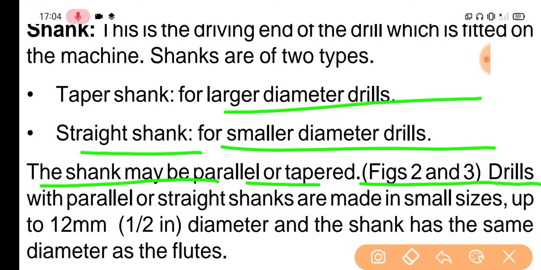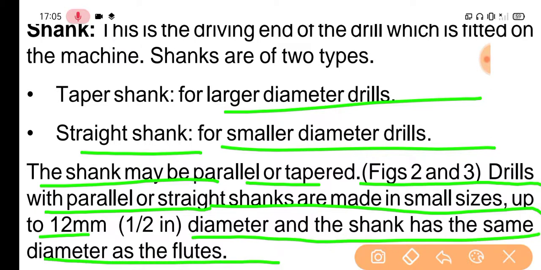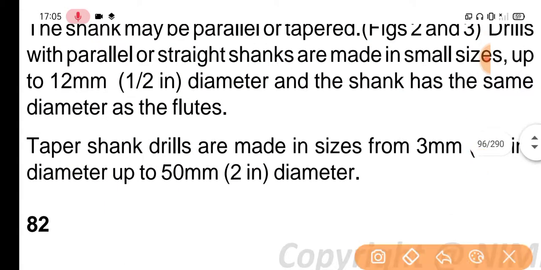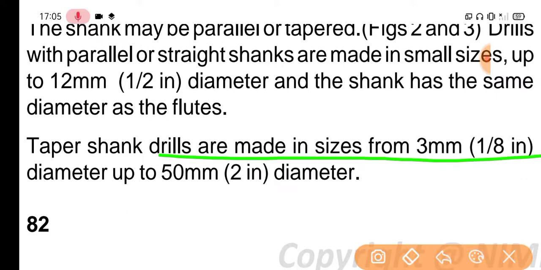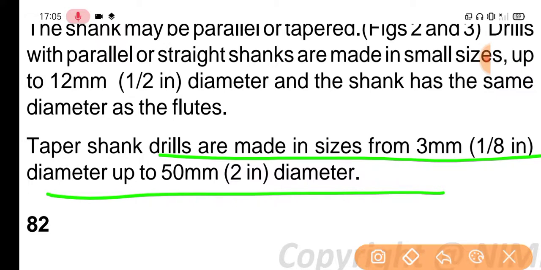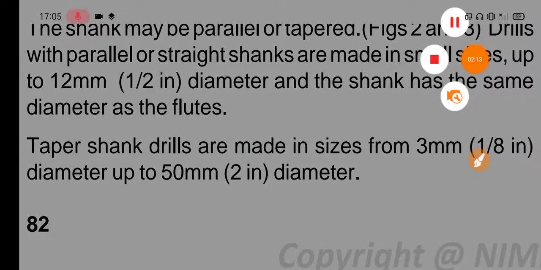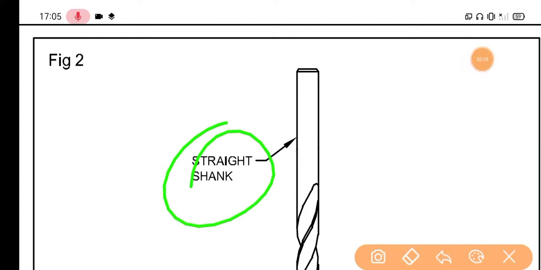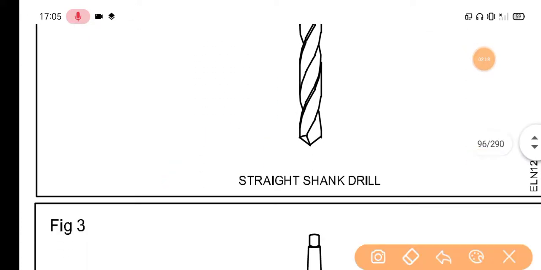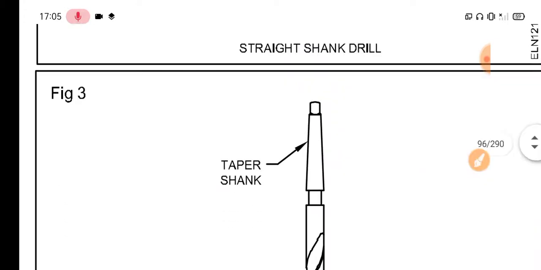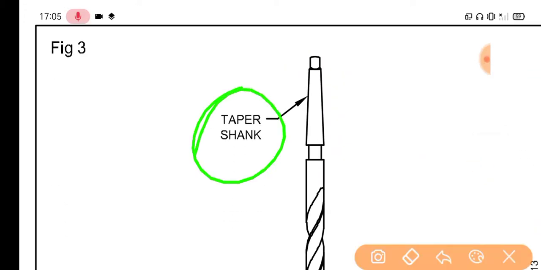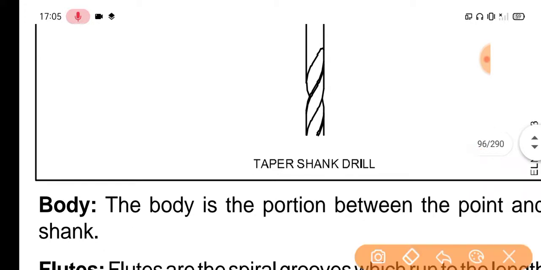Pictures 2 and 3. Drills with parallel or straight shank are made in small sizes up to 12 mm, 1/2 inch, in diameter, and the shank has the same diameter as the flutes. Tapered shank drills are made in sizes from 3 mm, 1/8 inch diameter, up to 50 mm, 2 inch diameter. This is the straight shank, and straight shank drill, and this is the tapered shank, and tapered shank drills.